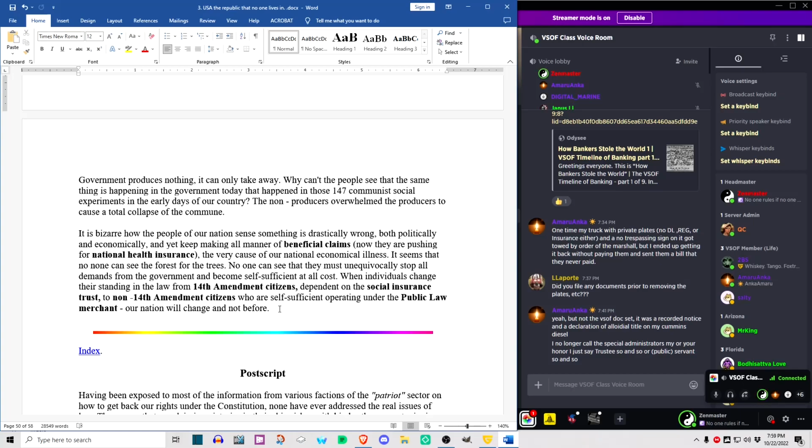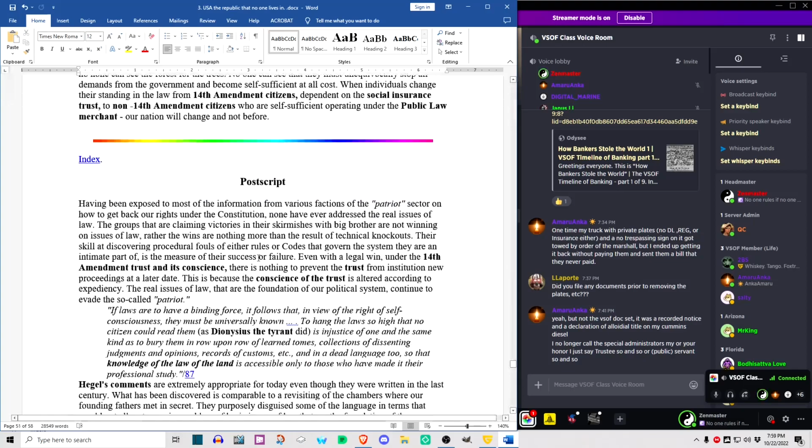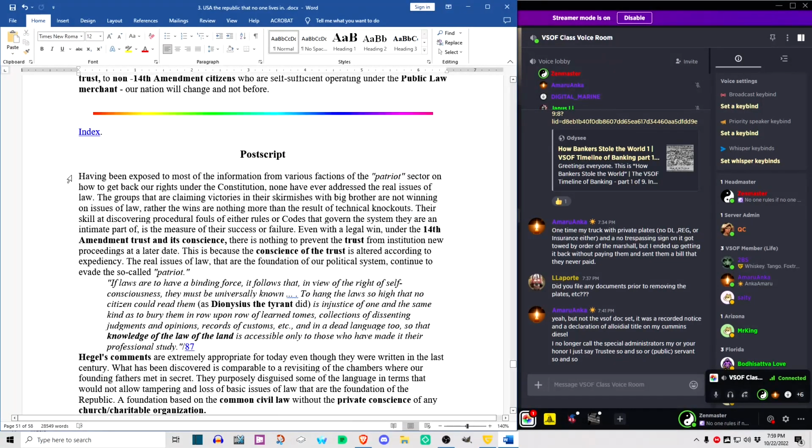When individuals change their standing in law from 14th Amendment citizens dependent on the social insurance trust to non-14th Amendment citizens who are self-sufficient operating under the public law merchant, our nation will change and not before. Well said. Postscript. After having been exposed to most of the information from various factions of the patriot sector on how to get back our rights under the Constitution, none have ever addressed the real issue of law. Exactly. Well, except us.